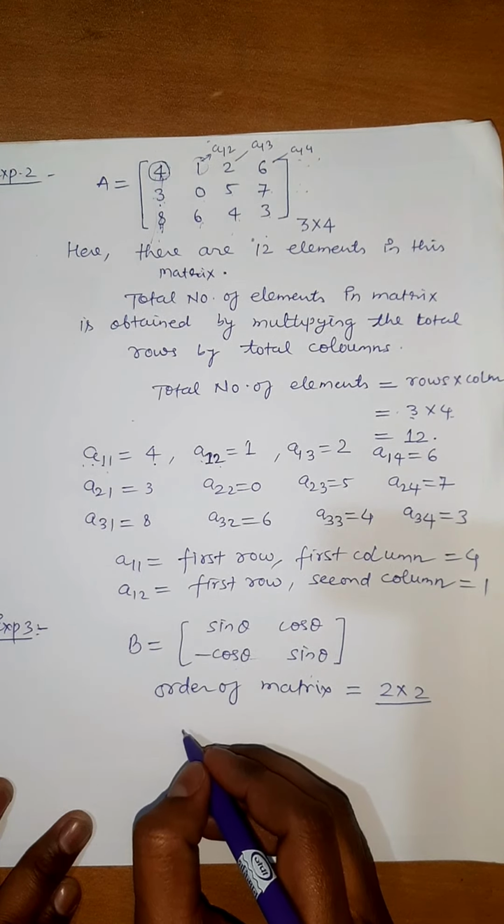So here A11 equal to sin theta and A12 equal to cos theta and A21 is equal to this element minus cos theta and A22 equal to this element sin theta. Students, I hope you can understand much better.